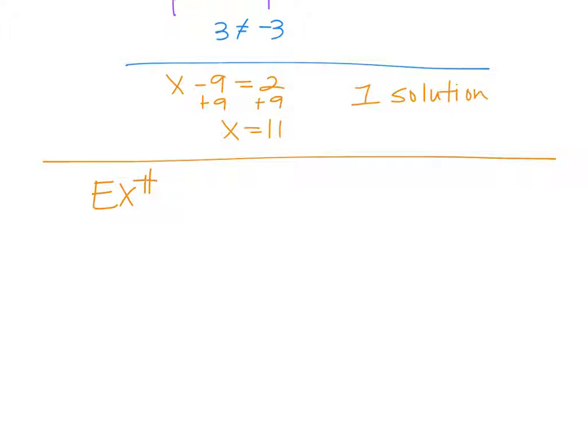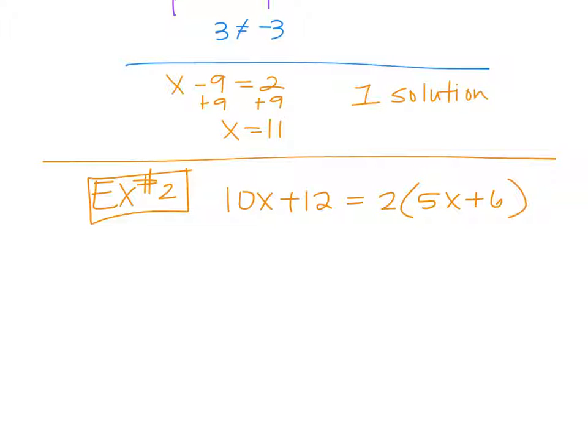Example 2. If I give you 10x plus 12 equals 2 times 5x plus 6, okay? I want to know what your solution is. So what do you do first? You're going to distribute, okay? So distribute the 2 to both of these, and you would get 10x plus 12 equals what? 10x plus 12, okay? Then what?